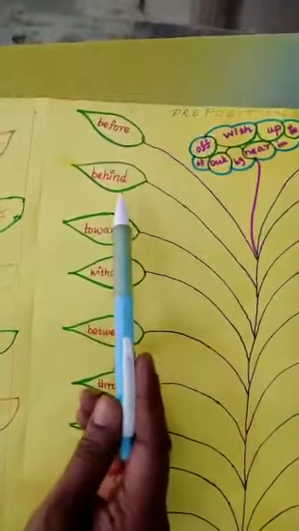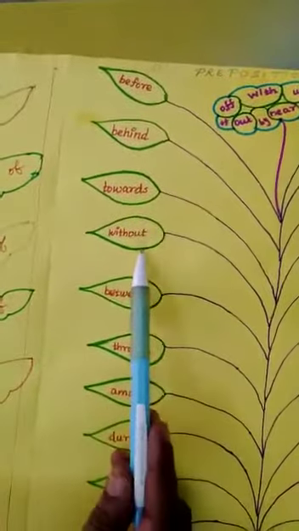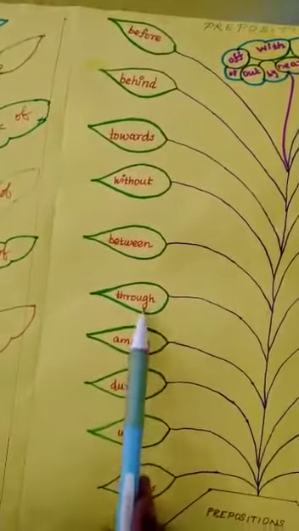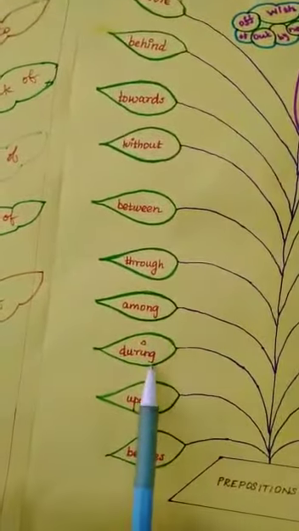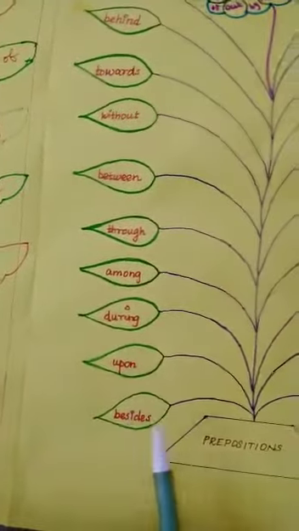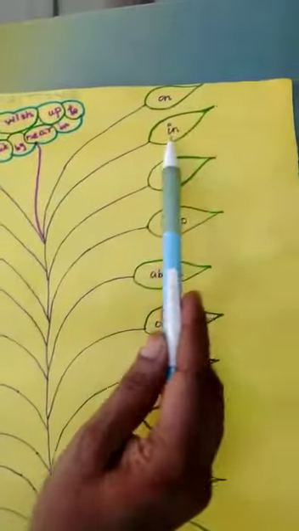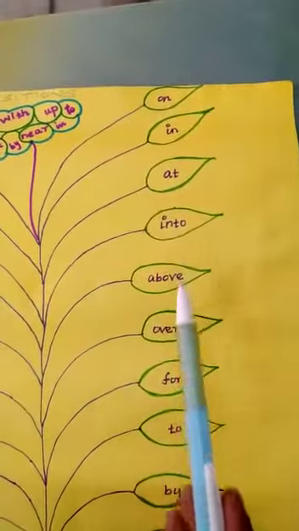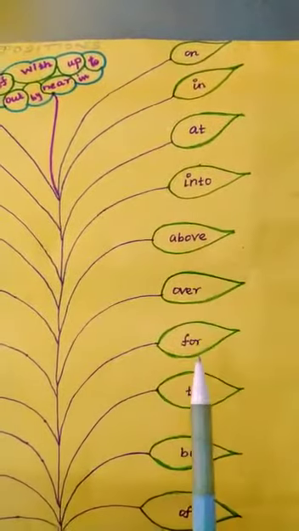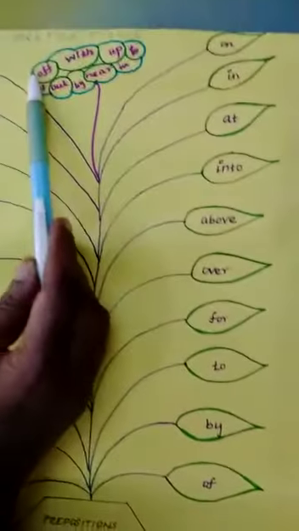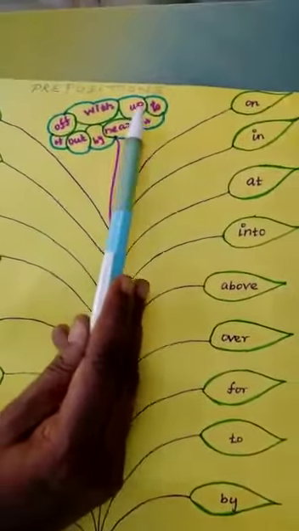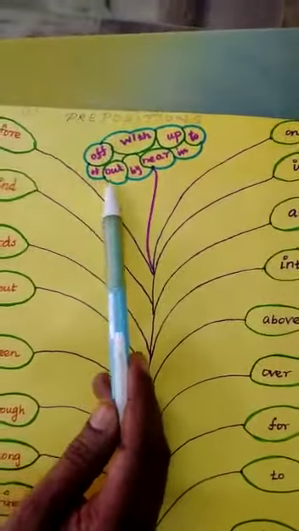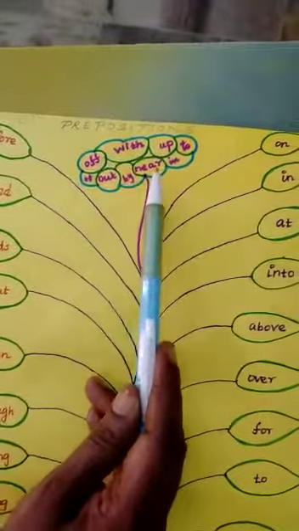Before, behind, towards, without, between, through, among, during, upon, besides, on, in, at, into, above, over, for, to, by, of, with, up, to, of, out, by, near, in. These are prepositions.